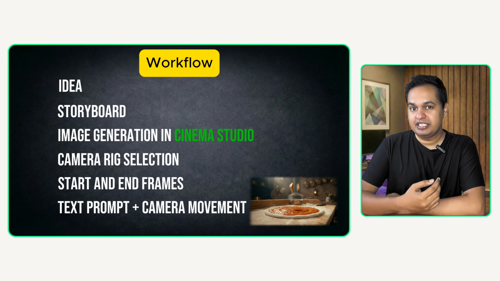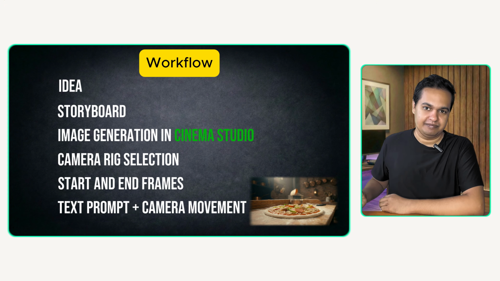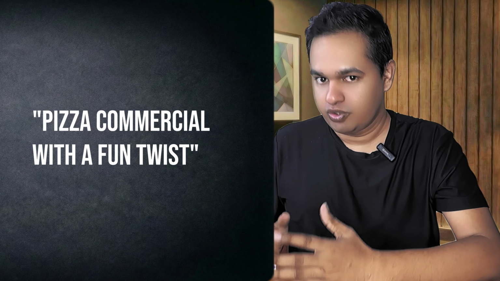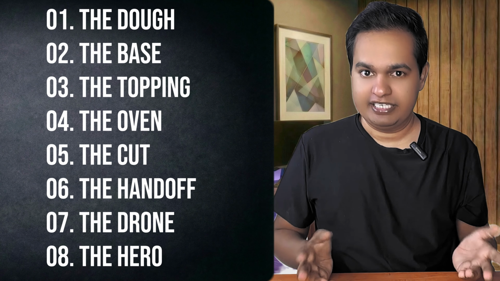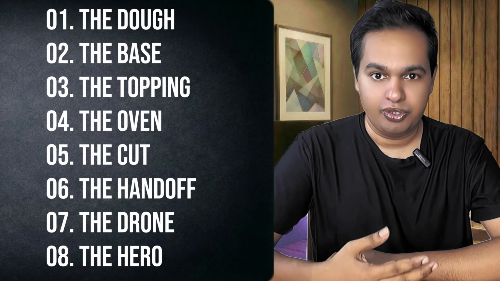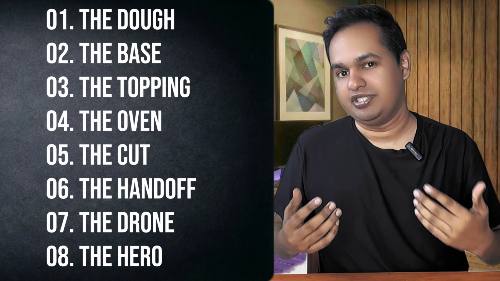So let's go through the steps in creating our commercial. First up, the idea. A pizza commercial with a fun twist at the end. Now we need to build a storyboard for this. Without overcomplicating it, let's imagine what scenes can be included in the clip. The dough toss, the sauce spread, the topping, oven, cutting, and for the twist, let's include the drone and Spider-Man as the last 2 scenes.